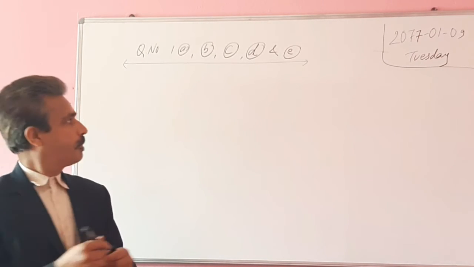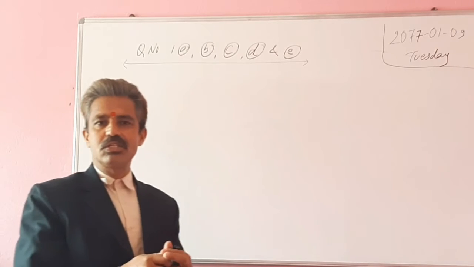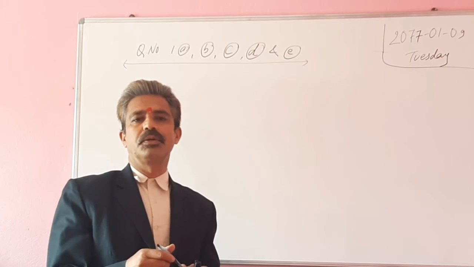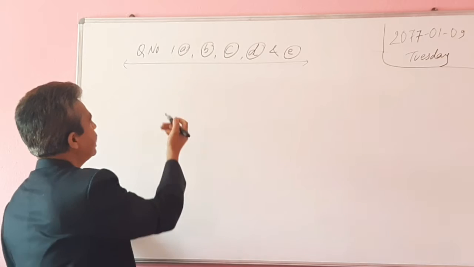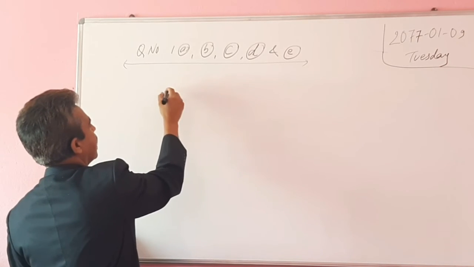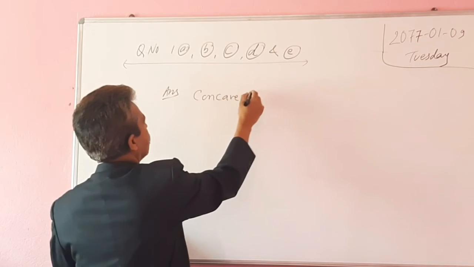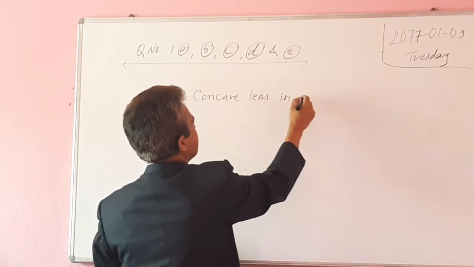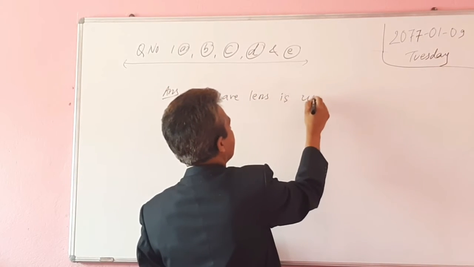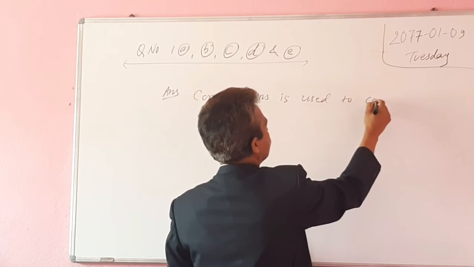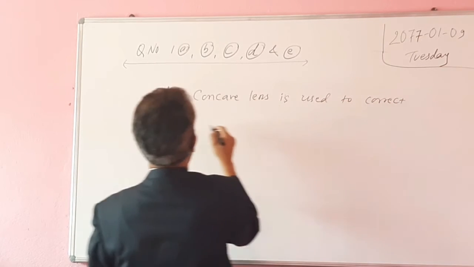Now next question is, why is concave lens used to correct myopia? Why is concave lens used to correct myopia? Answer. Concave lens is used to correct myopia.